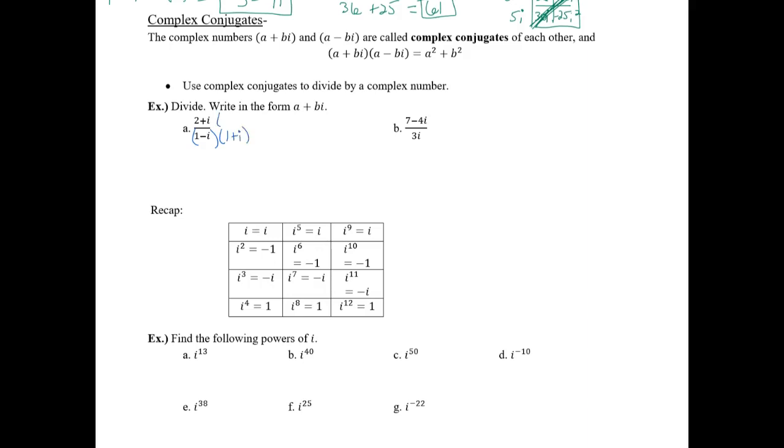Whatever I do in the denominator, I have to do the exact same thing in the numerator to keep it equivalent. So notice in the numerator, I have something I need to box out or FOIL. So 2 plus I on one side and 1 plus I on the other side. 2 times 1 is 2. 2 times I is 2I. 1 times I is I. And I times I is I squared.